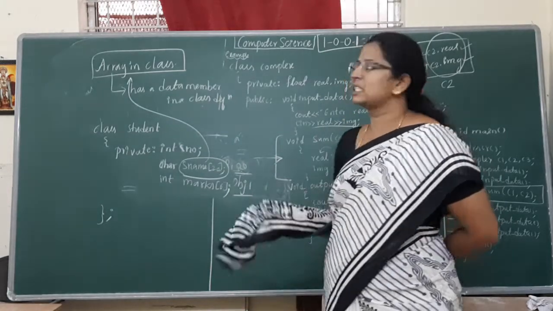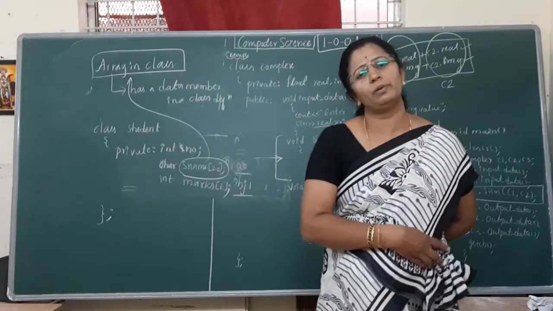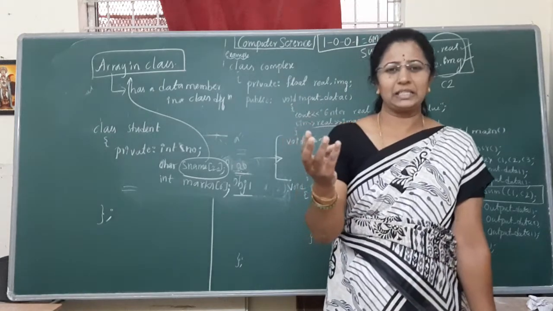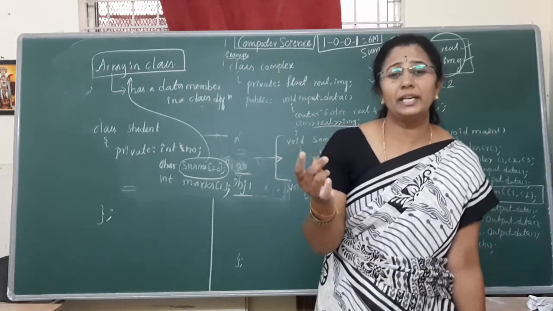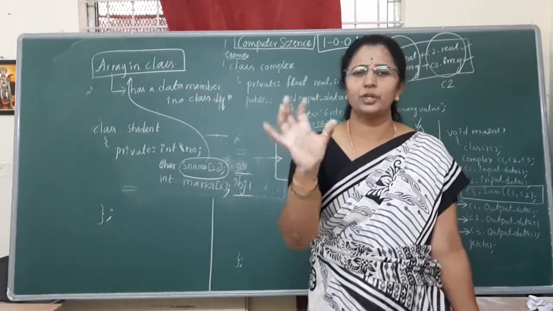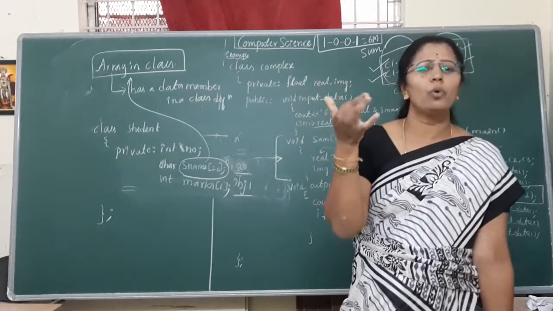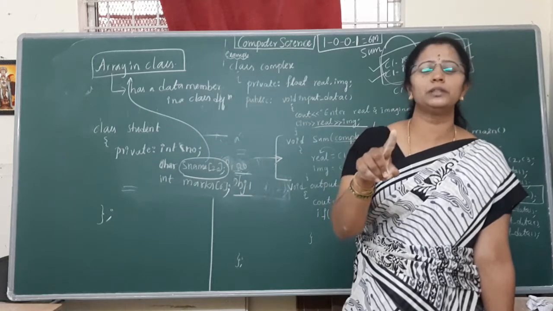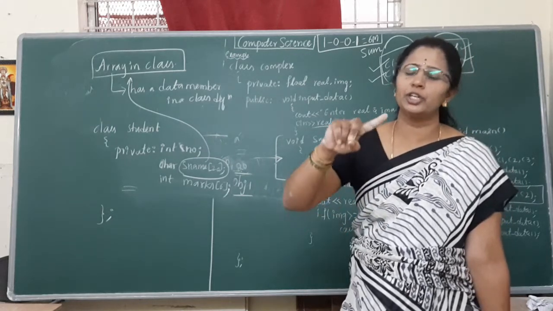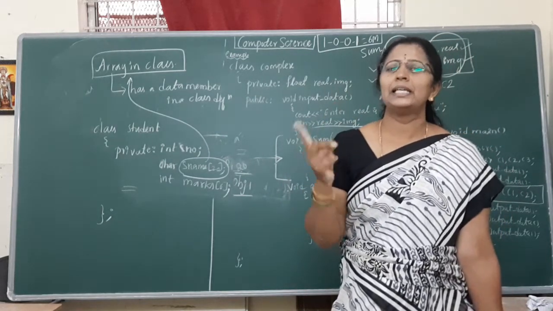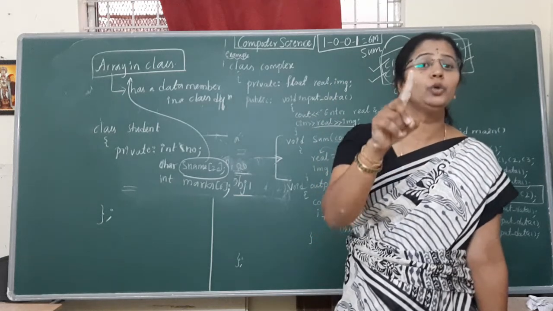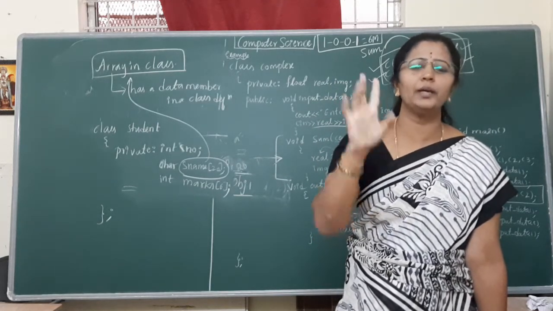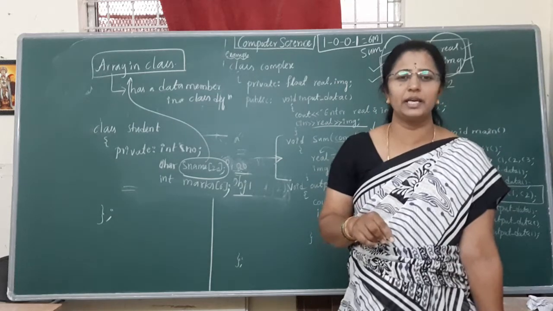Then all the remaining things will be possible for 1 mark. What is class? What is object? What is data member? What is member function? What is access specifier? What are the access specifiers? Is it possible to define the member function outside the class? Yes with the public, no with the private and protected. That is one question.